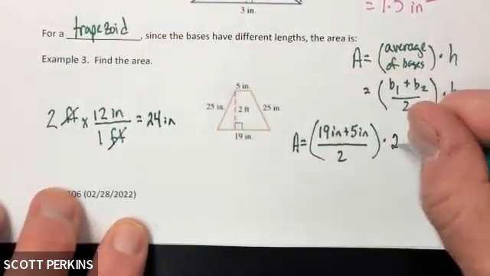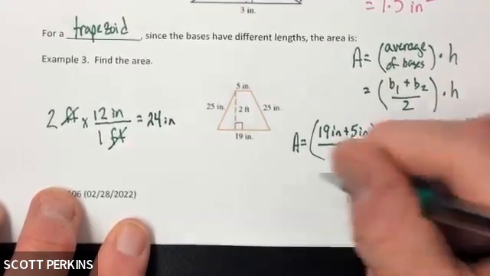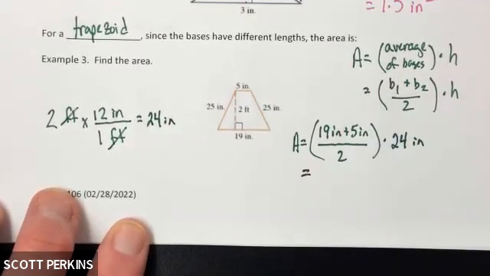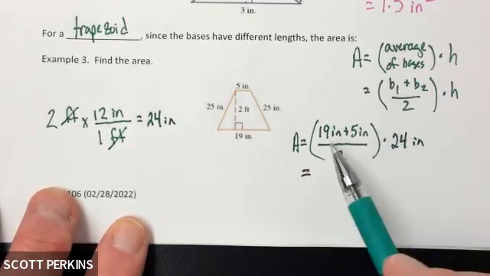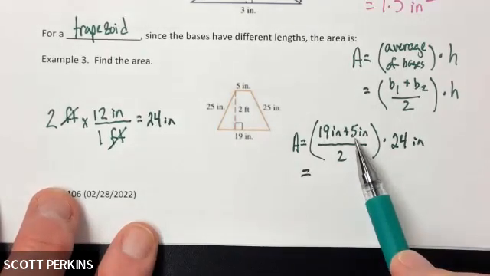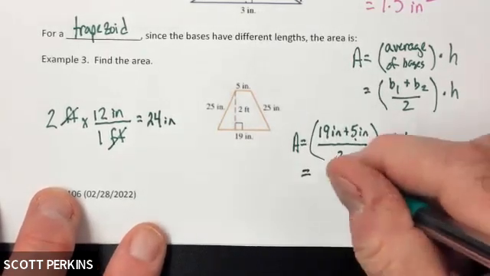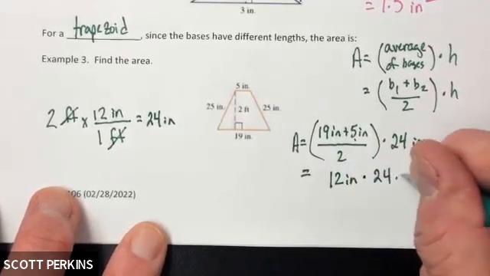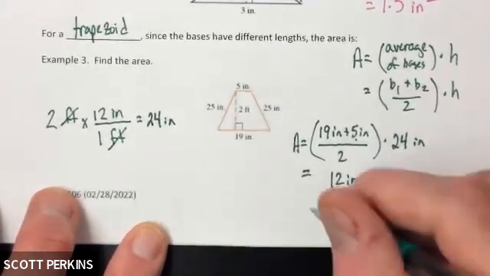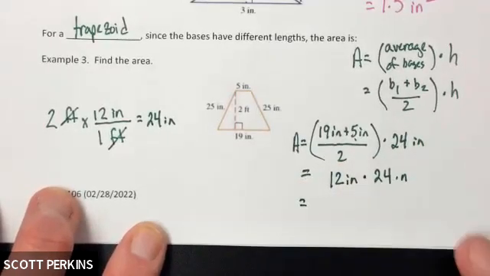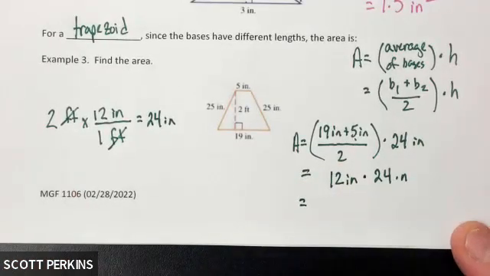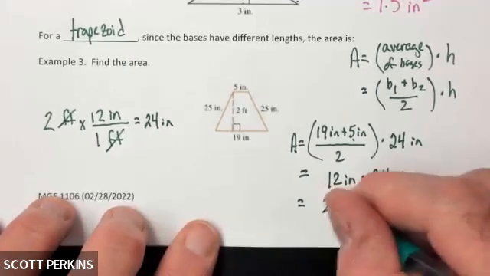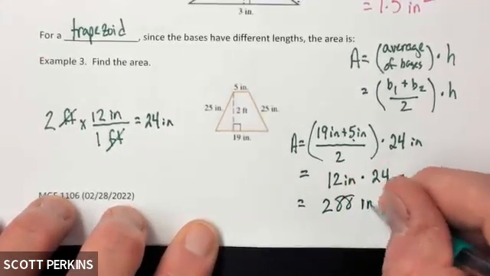So my height for this trapezoid is 24 inches. So 19 plus 5, that also is 24, divided by 2. That means the average of the bases is 12 inches times 24 inches. And 12 times 24 is something. 288, you said? Perfect. Thank you for your help. 288 inches squared.